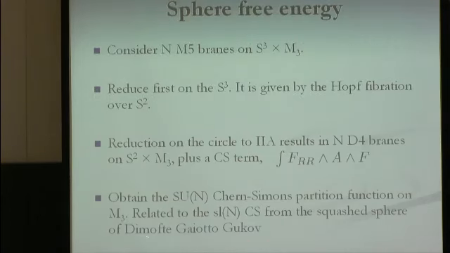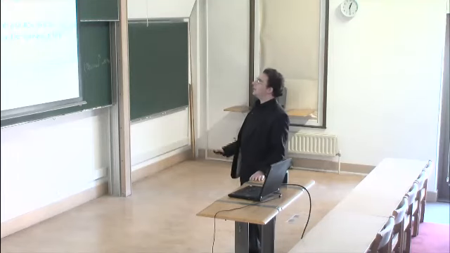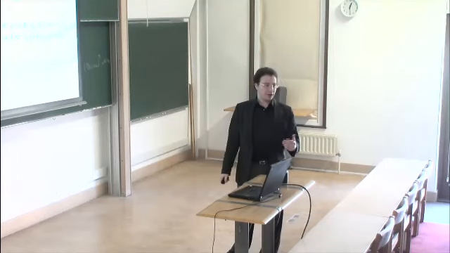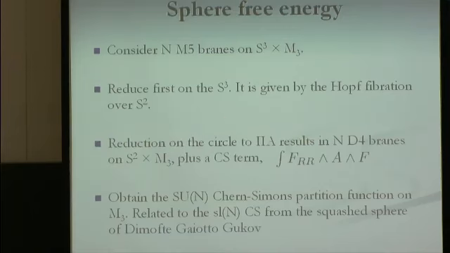So these gentlemen have some ideas; they tried to construct the field theories you get by putting 2 M2 branes on the 3 manifold. But here you want to take n in the large n limit. So I don't really know what that field theory is, but I'm going to cheat. So consider the n M5 branes on S3 times M3, and then we reduce first on the S3.